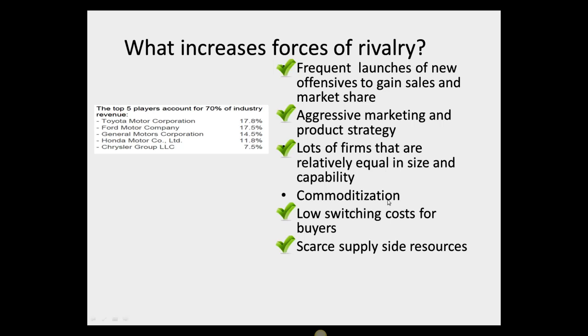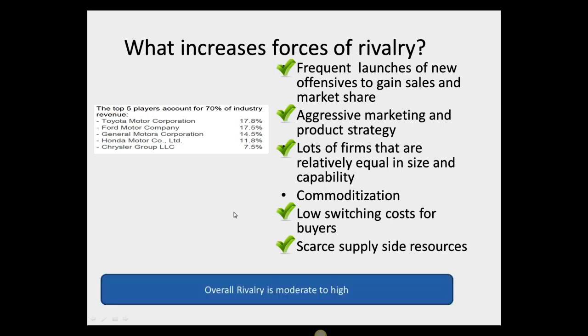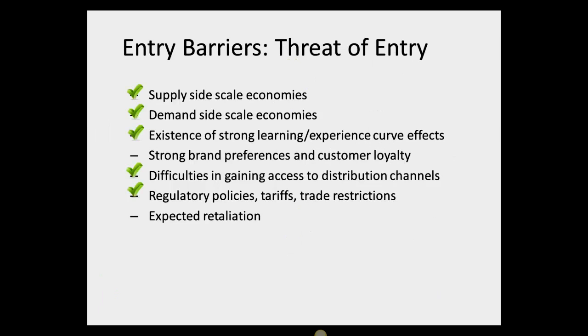And this is particularly important if there are low switching costs. So if you can switch between different types of products or services, then rivalry is really important. And in car manufacturing, that rivalry is moderate to high.